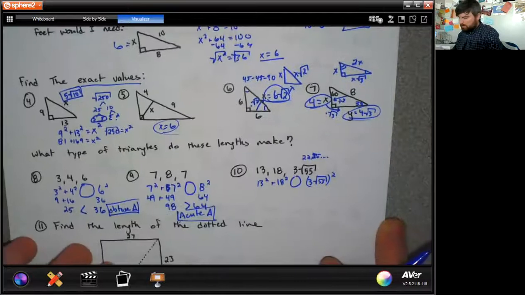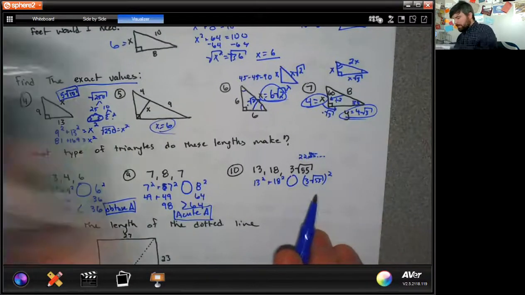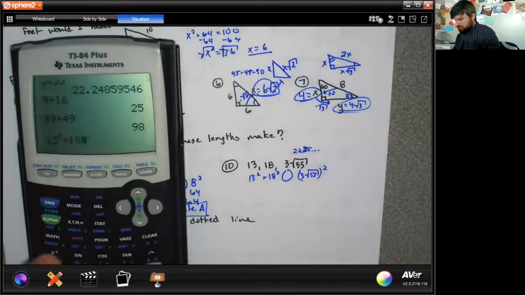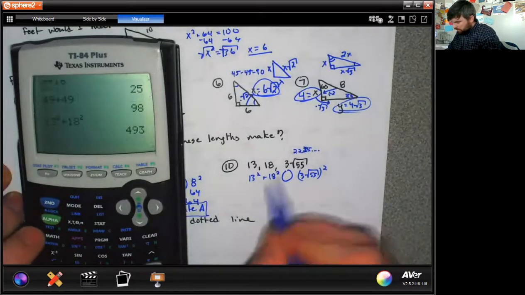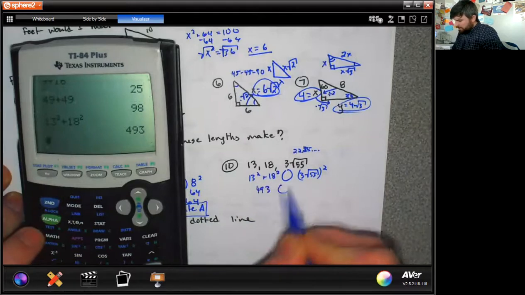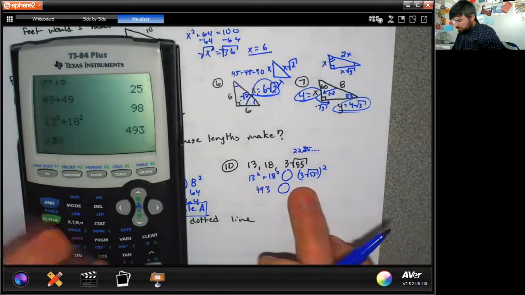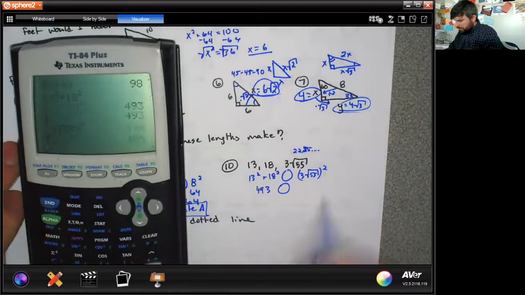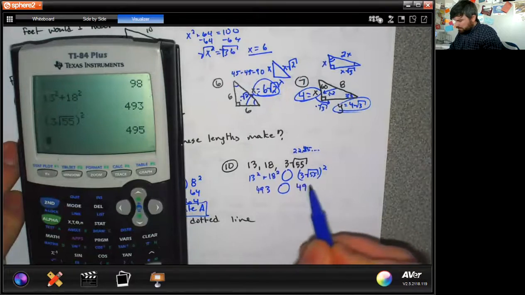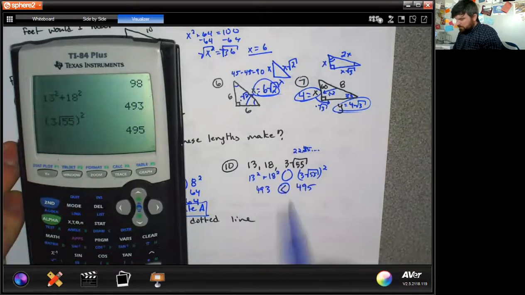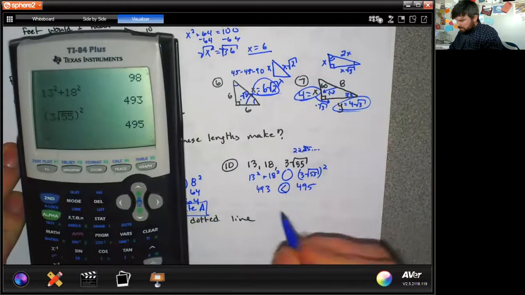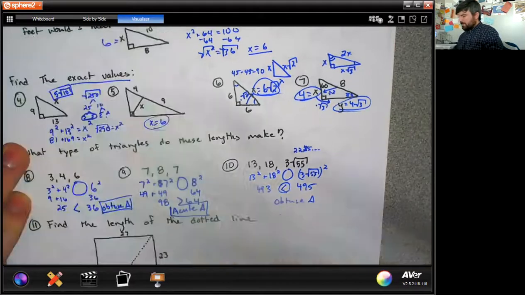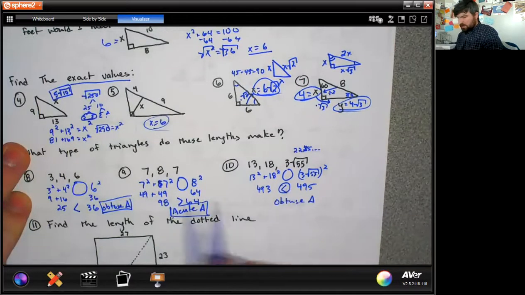And the last one here, you might need a calculator for, and we can type 13 squared plus 18 squared. So this whole side is 493. And this side, we'll put it in parentheses, 3 radical 55 squared, is 495. So that is a less than. So your legs are less than. That again is your obtuse triangle. Okay, and if they're equal, it's a right triangle.